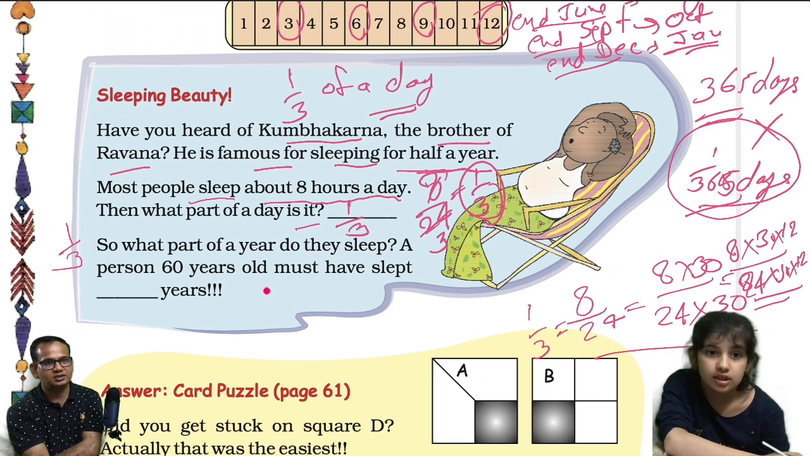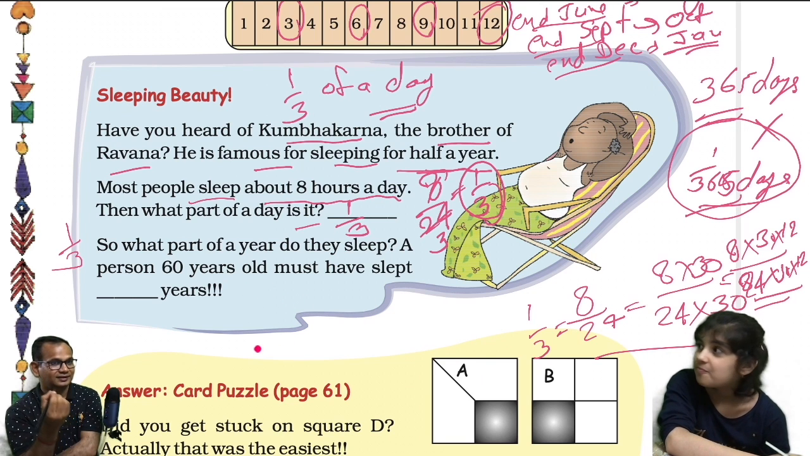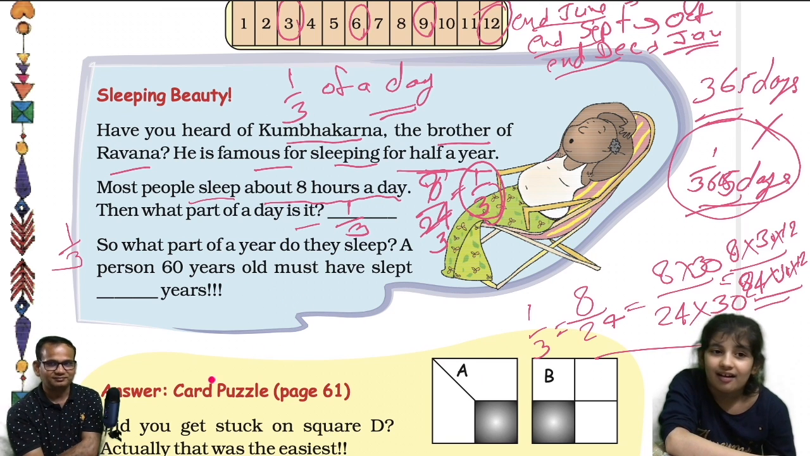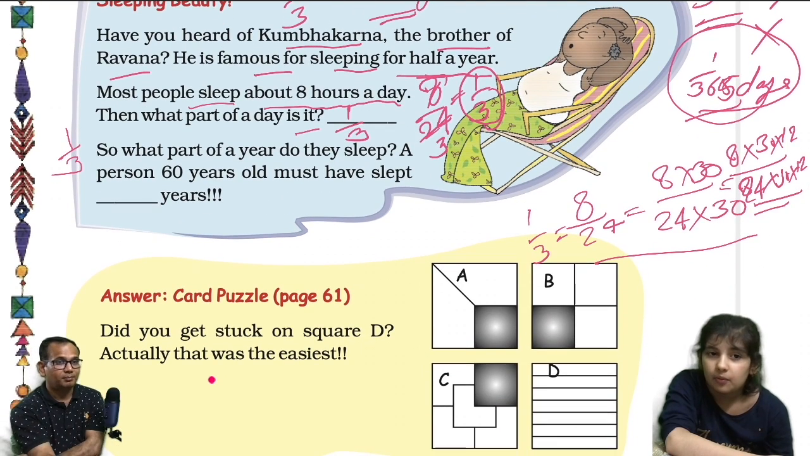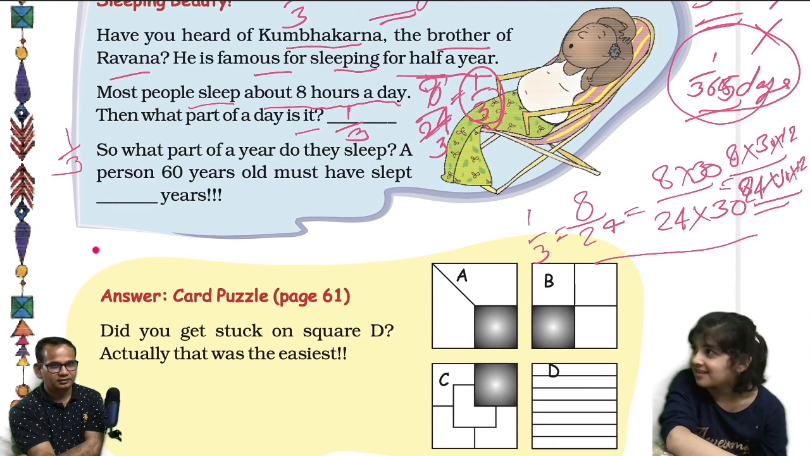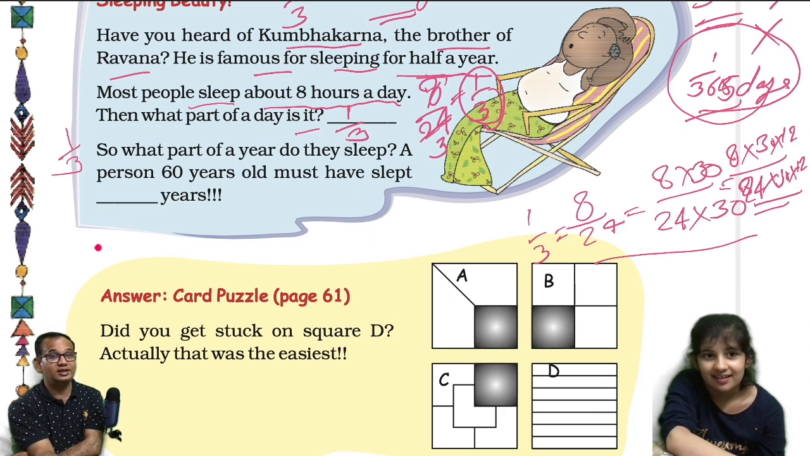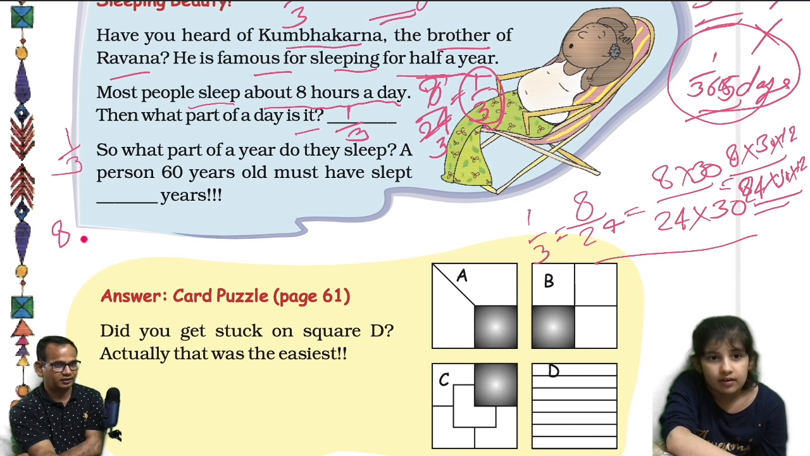A person 60 years old must have slept how many hours? Tell me, Avisha. These are tricky questions. See, a person has 1/3 of 60 years. So each year, how many hours are slept? See, 8 hours he sleeps in a day. And in a year, how many days are there? 365. So in a year he sleeps these many hours, and he has 60 years. Multiply this one.